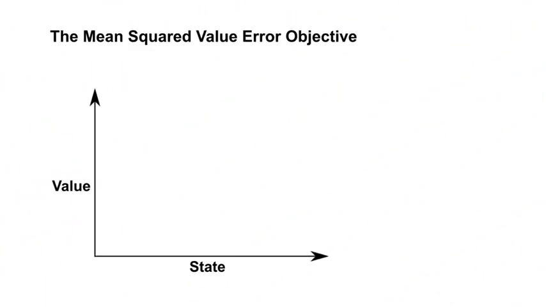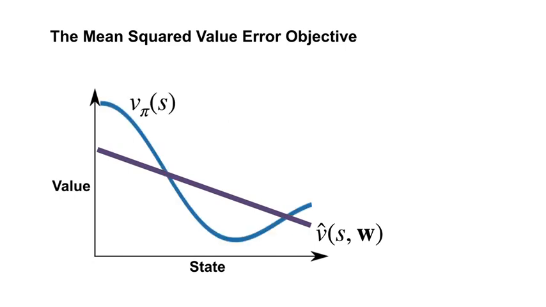Consider a linear value function approximation denoted by v hat. Here, to keep the visualization simple, the state is single-dimensional and continuous. Let's plot our estimate of the value function. Now imagine the true value function looks like this. Clearly, our approximation of v pi is not perfect. But how far off is it? Let's define this more precisely.